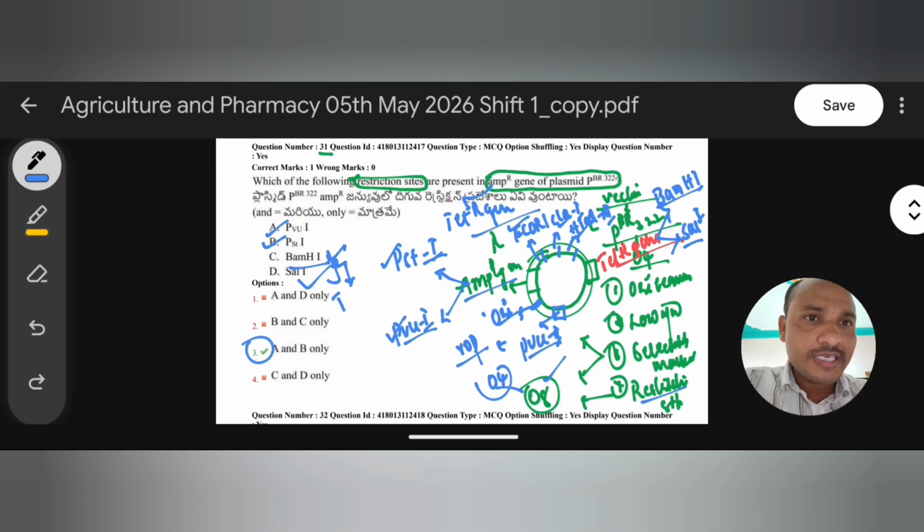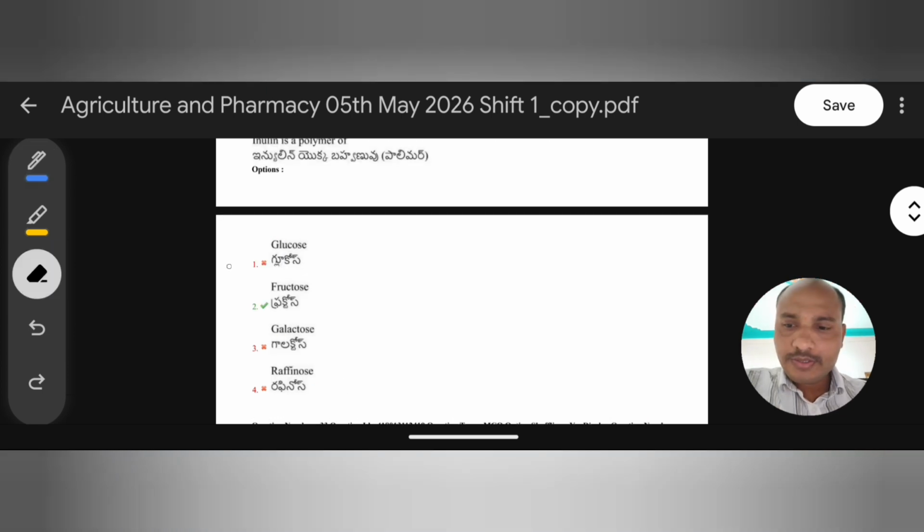These two are tetracycline resistance genes. But here we have to identify the ampicillin resistance gene of the plasmid, that is here. Sorry, PvuI, PstI. Okay.